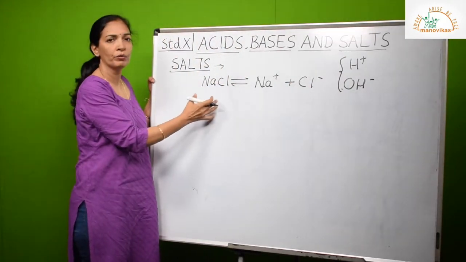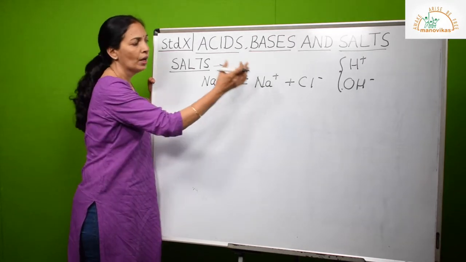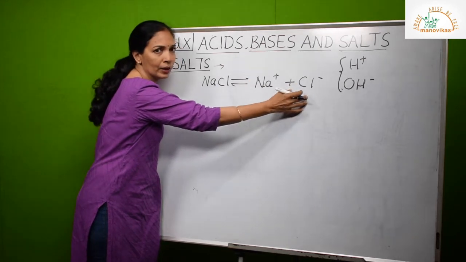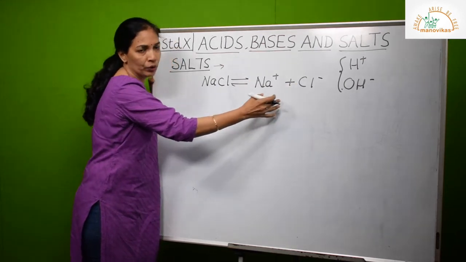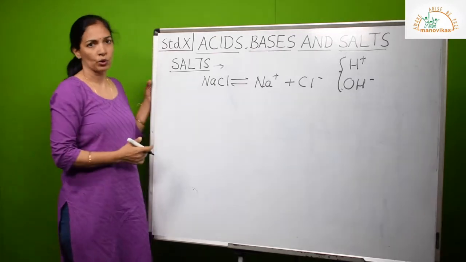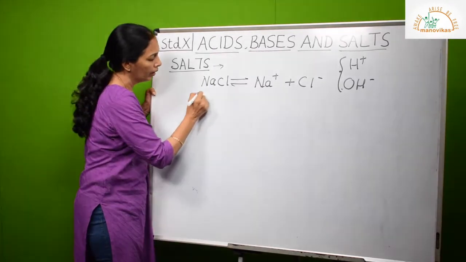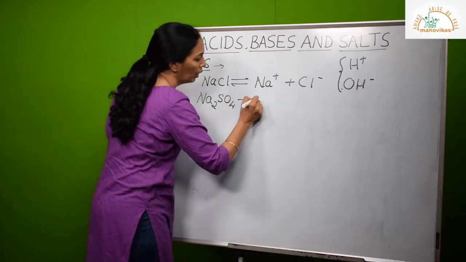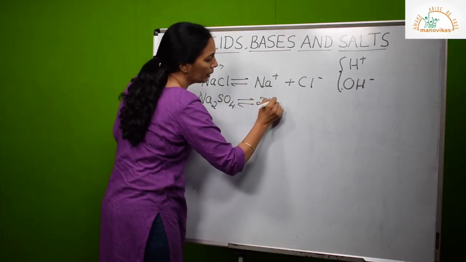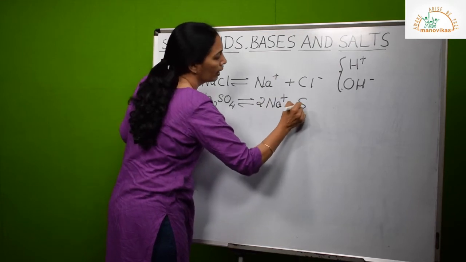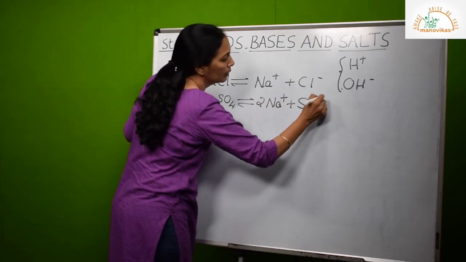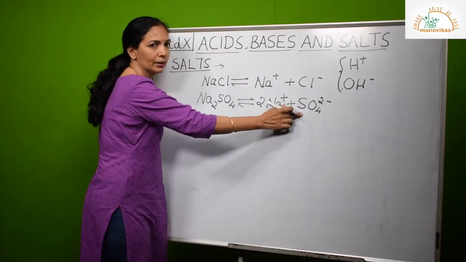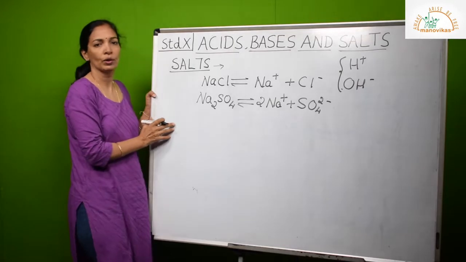Salt is a compound which on dissociation furnishes a positive ion other than H plus ion, a negative ion other than OH minus ion. Now there are different types of salts. This is a salt. Another example, you can take Na2SO4, sodium sulfate. It will furnish 2 Na plus ion and SO4 2 minus ion. So this is a cation other than H plus. This is an anion other than OH minus. So this is what a salt is.